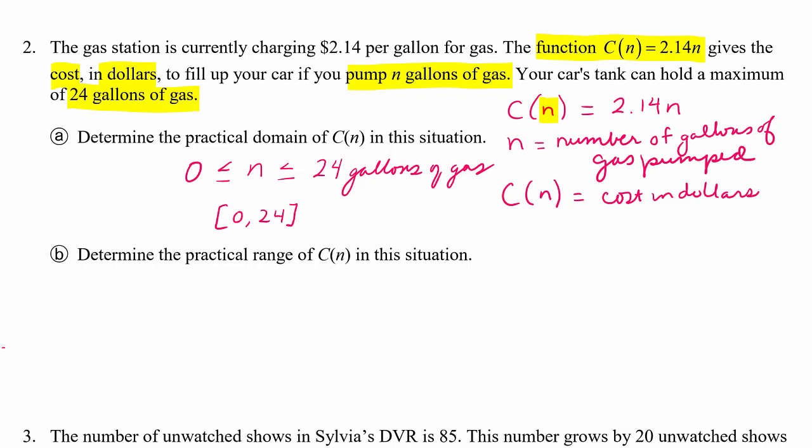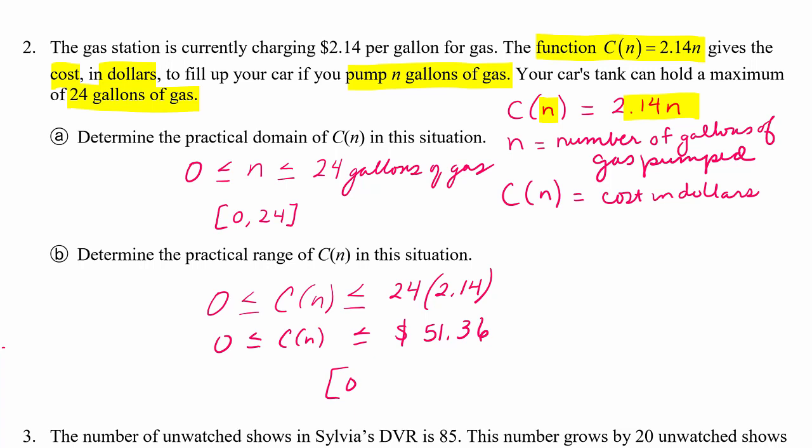Well, it's a cost, isn't it? If you don't buy any gas, then that's 0. And then what's the most money that you will spend if you fill up the entire 24 gallons? Then we'd have to multiply 24 times 2.14, because that's exactly what our equation tells us to do, 2.14 times n. That will give us $51.36 for our practical range. And here it is in interval notation. So you have it in inequality notation and interval notation.